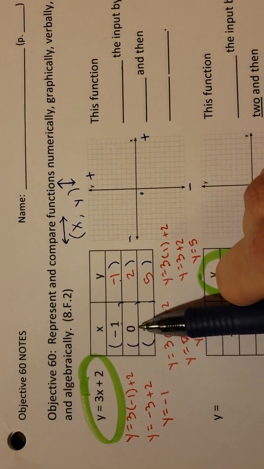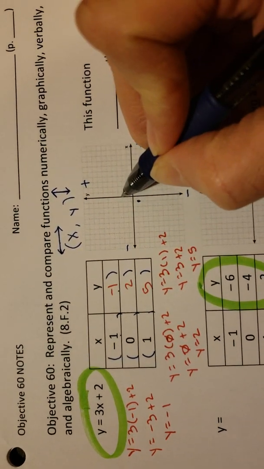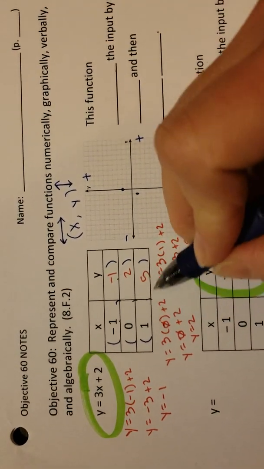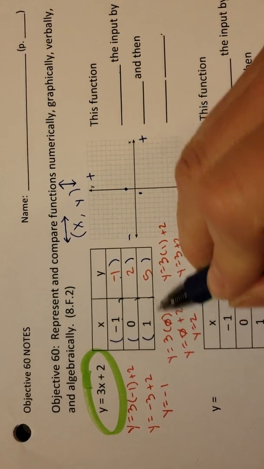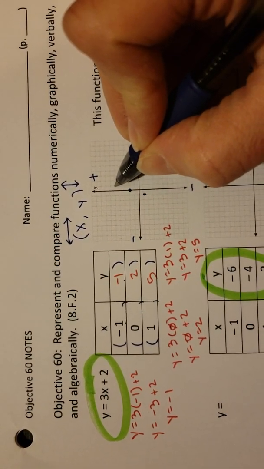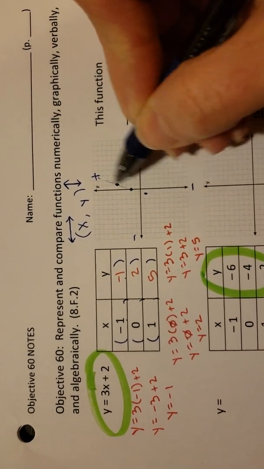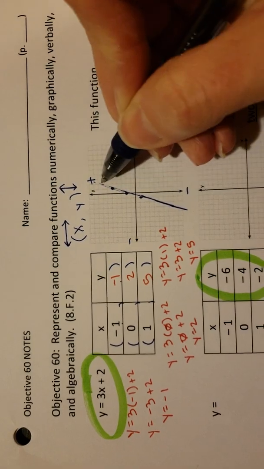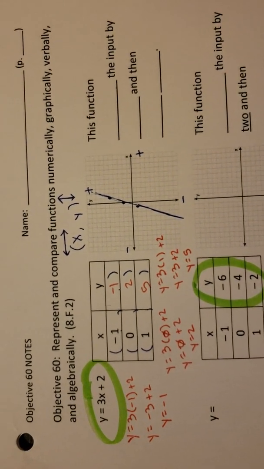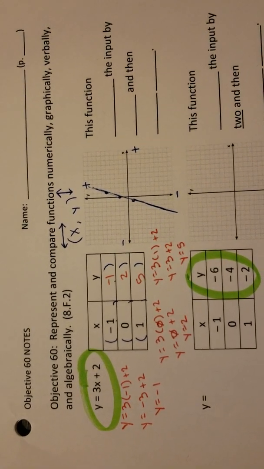Here, there's no horizontal movement, and 2 up: 0, 2. And then 1, 5: right 1, up 5. And so we have 3 points. If you have a straight edge, use that, and then connect the dots. So this means the same thing. All of these represent the same thing, just in a different way.